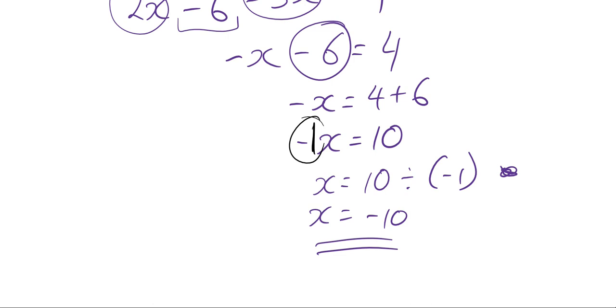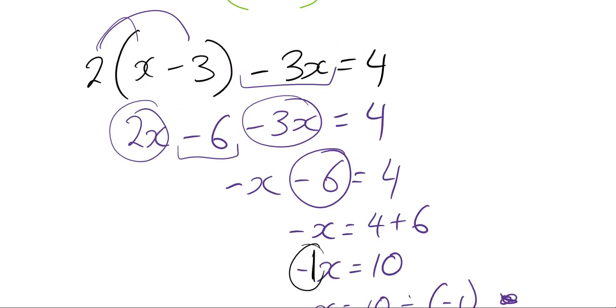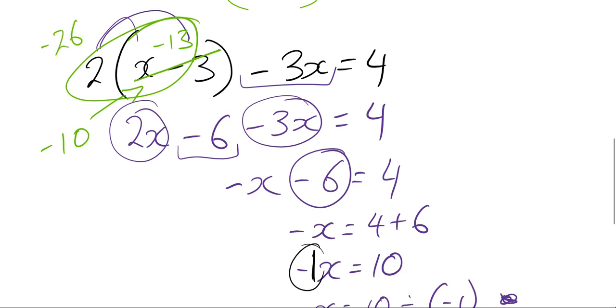Let's check my answer. So if I put negative 10 into here, negative 10 take 3 is going to give me negative 13. 2 times negative 13 there gives me negative 26. If I put negative 10 into here, negative 3 times negative 10 gives me a positive 30. Negative 26 plus 30 gives me 4, so I know that my answer is going to be correct.